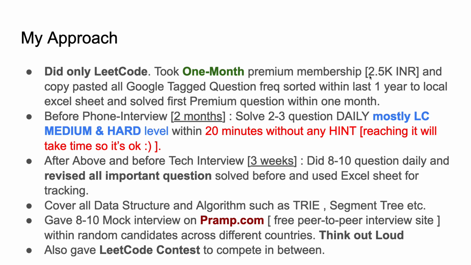So I took a 1 month premium membership. It cost me around 2.5k Indian rupees, which comes to around 29 US dollars. Basically what I did was copy paste all the Google tagged questions, sorted by frequency within the last one year, into my local Excel sheet, and solved the premium questions first. There's one page where you'll get all the Google tagged questions. Let me go ahead and show you.